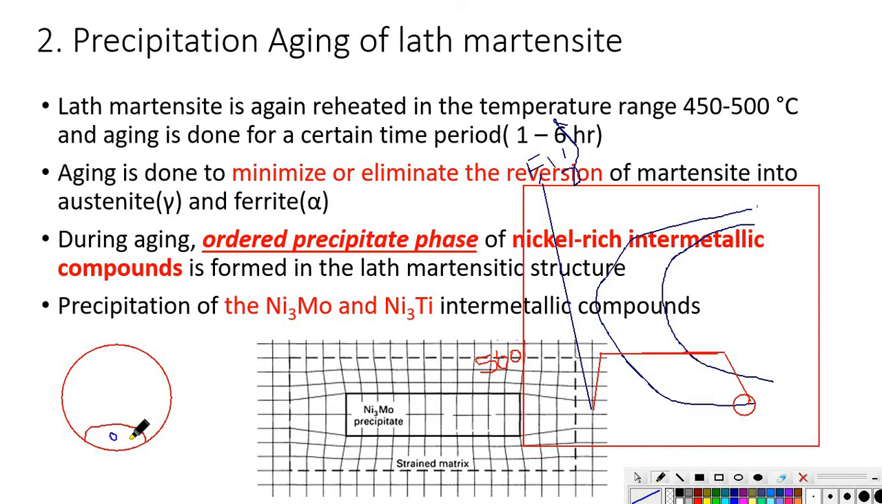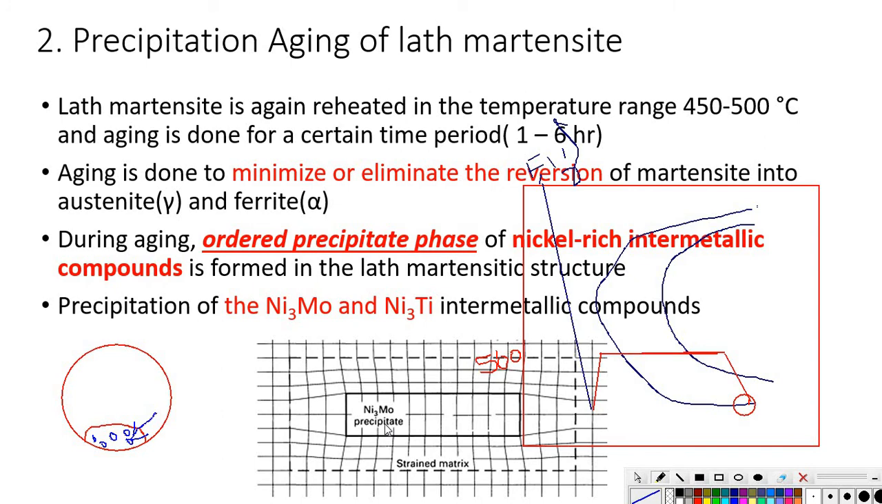This intermetallic compound starts to precipitate in a fine size. This is a very fine size. Precipitates are formed in the grains. These precipitates actually hinder or prevent the dislocation motion. Thereby the strength is improved.